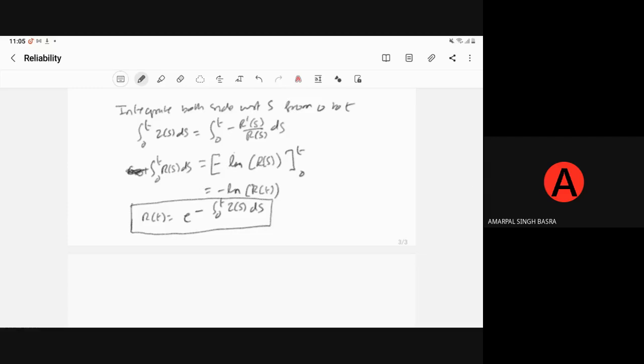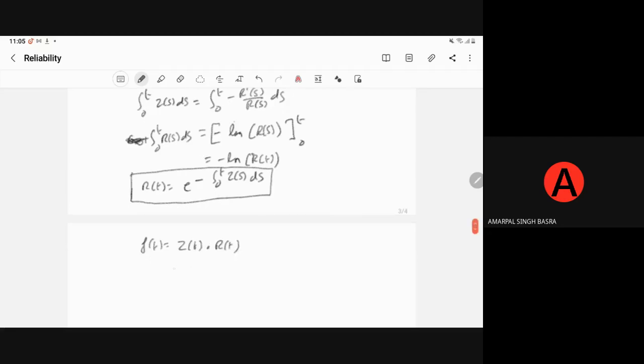Similarly, from the same relation, we know that f(t) is equal to Z(t) into R(t), and R(t) we have computed, so this becomes Z(t) into exponential of minus integral 0 to t Z(s) ds. So this is the PDF in terms of the hazard rate function.